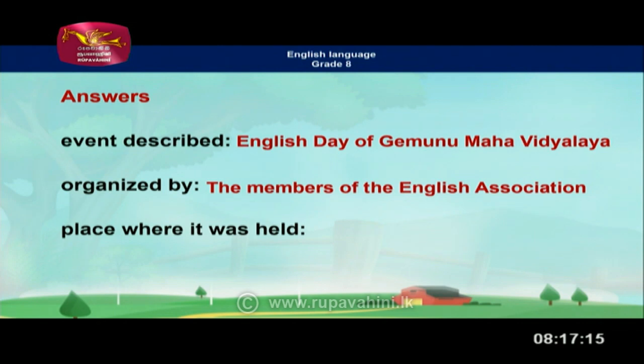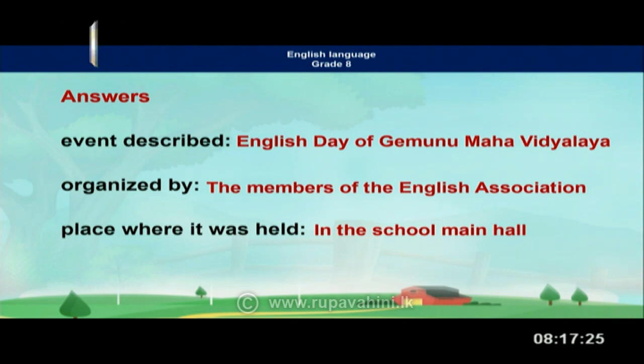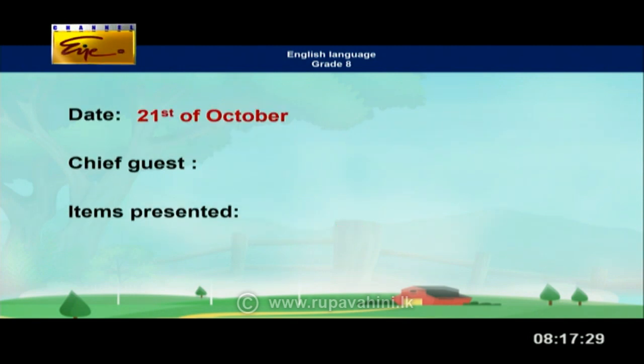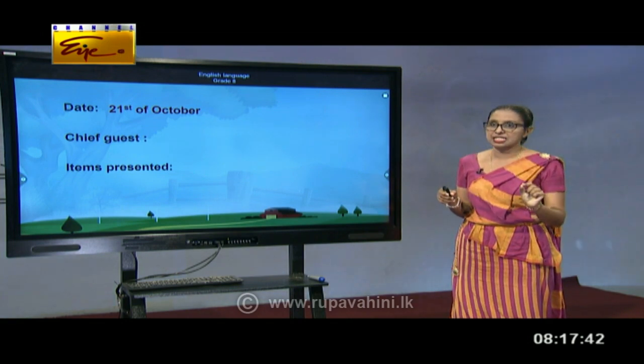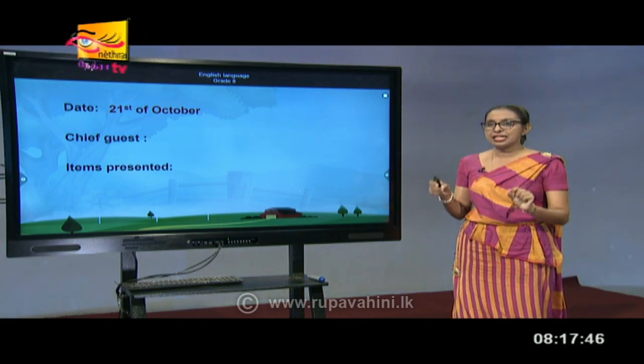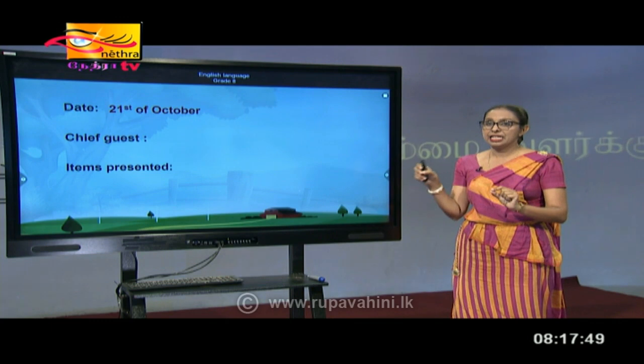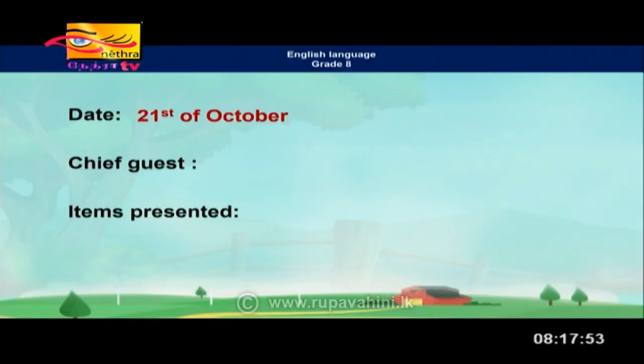Okay, children? Then, place where it was held. In the school main hall. Yes, in the school main hall. Okay? Right. Then the date. 21st of October. Yes, 21st of October. Then, when you write a date in English, remember children, you need to write the date first. Okay? In Sinhala, we write the year, then month and the date. But in English, the other way around. You have to first write the date, then the month, and if a year is mentioned, you have to mention the year also.